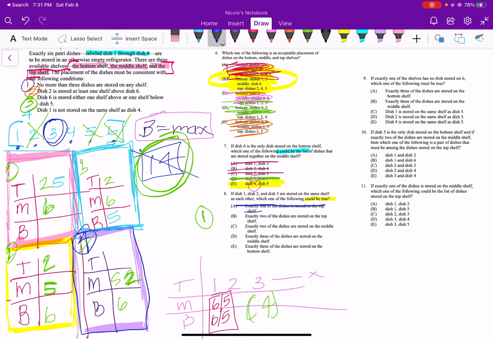B, exactly 2 of the dishes are stored on the top shelf. Well, once again, we know there needs to be 3 dishes on the top shelf, so we can cross B off.